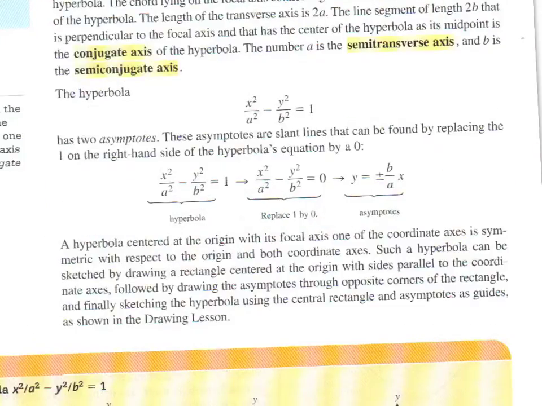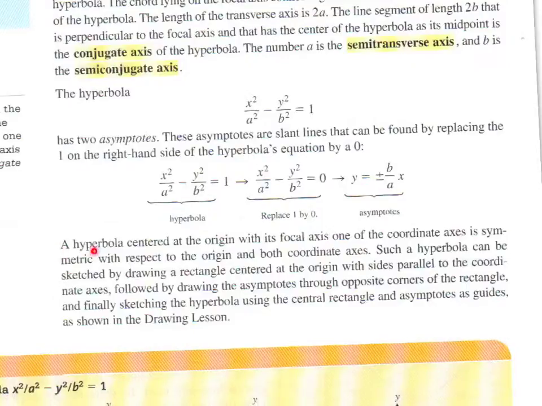The last part of the hyperbola that we need to know is that the hyperbola has two asymptotes. These asymptotes are slant lines that can be found by replacing the 1 on the right-hand side of the hyperbola's equation with 0. So if you let that be equal to 0 instead of 1, and you solve for y, you're going to have plus or minus b over a times x, and that would be the asymptote.